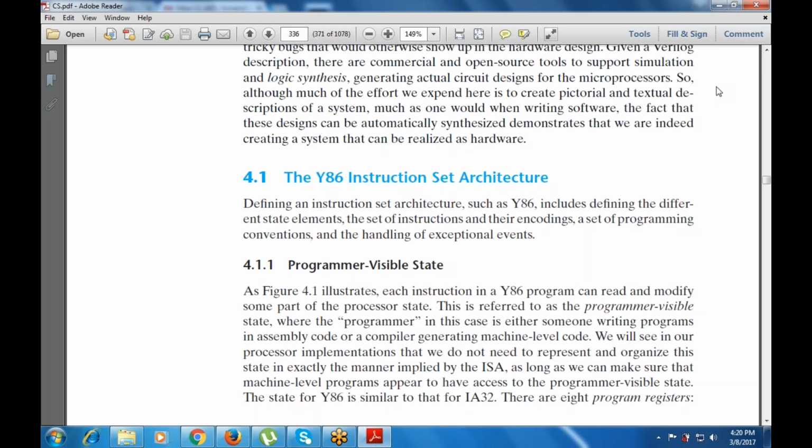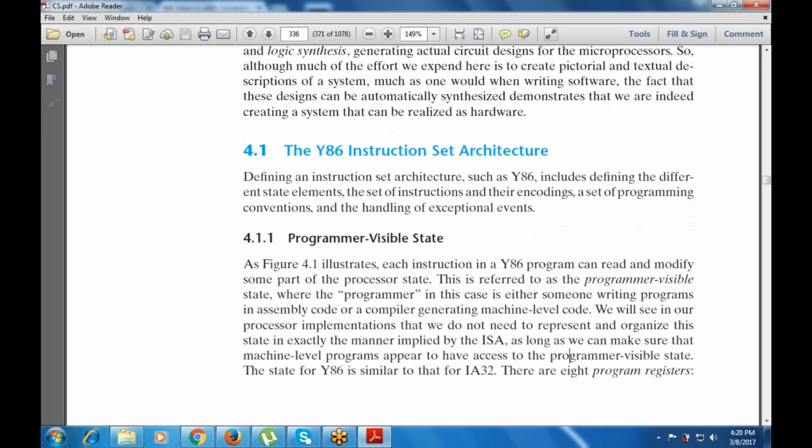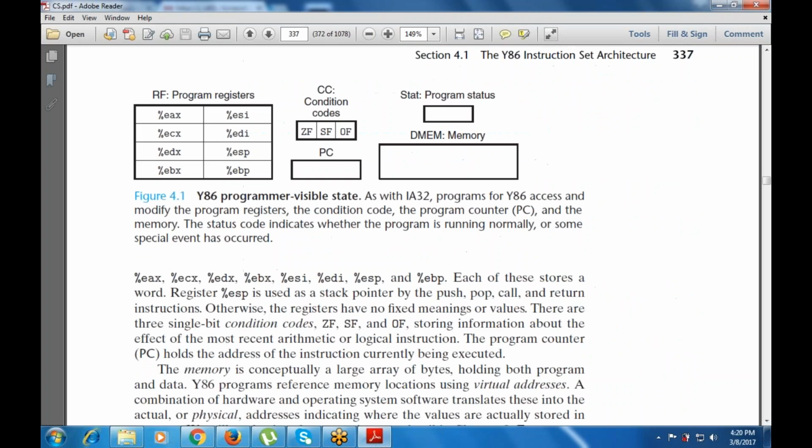The programmer specifies what needs to be done, and it is organized and implemented by the ISA. As long as we make sure that the machine-level programs appear to have access to the programmer-visible state, there are 8 program registers.